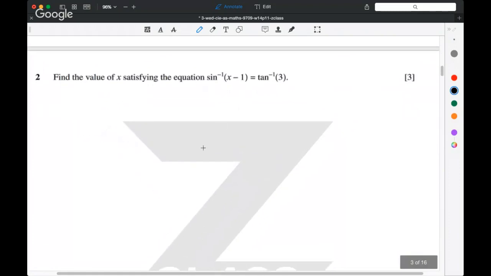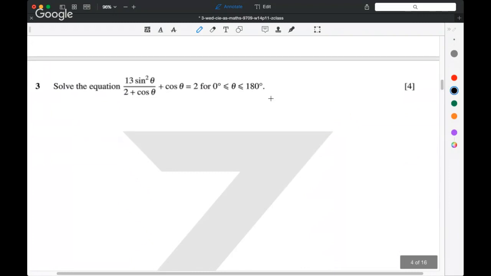Okay, this one's also pretty straightforward. So you can use your calculator for this. You just take the inverse sine of both sides, and sine and inverse sine cancel out. So you get x minus 1 is the inverse sine of the tangent of 3. And therefore x is equal to that plus 1. It's like a 2-line problem. 3 marks, but you're sorted.